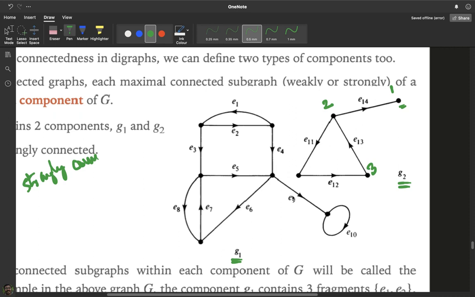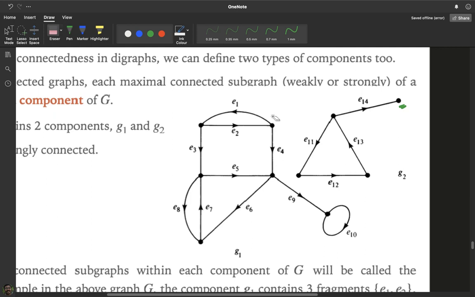The same applies here also. Suppose this is a vertex A and this is a vertex B. There is no directed path from A to B. So that is what is meant by components need not be strongly connected. Now if you look closely at the components, sometimes you may find some strongly connected portions in the corresponding components.